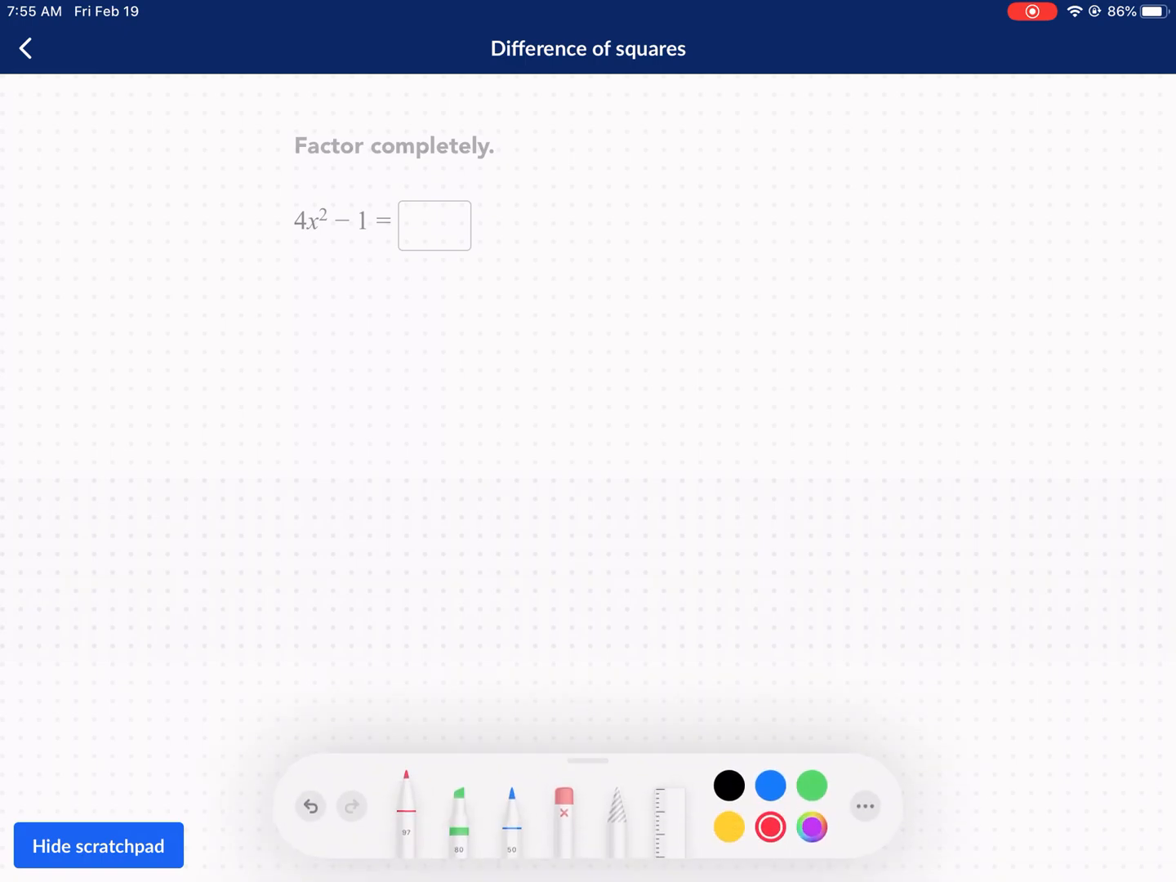Okay, this one's not bad because we already have perfect squares in 4x squared and then 1. Those are both already perfect squares, so we can go ahead and put this in. Take the square root of 4x squared. That's equal to 2x. Square root of 4 is 2, square root of x squared is x, and square root of 1 is just 1. So we're going to put the 1 there, and we're going to put the 2x here and here.